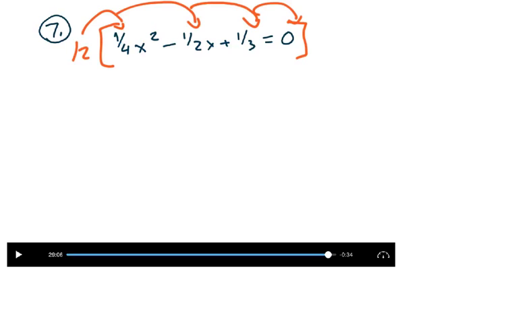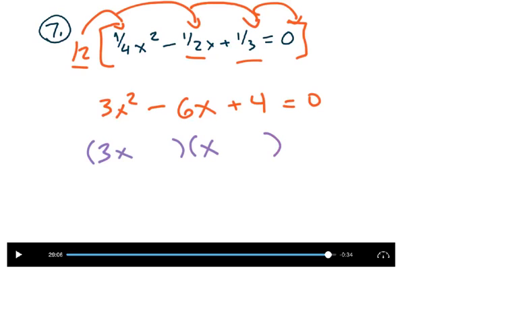So 12 divided by 4 is 3. So we have 3x squared. 12 divided by 2 is 6. So minus 6x. And 12 divided by 3 is 4. And this equals 0. And so now, I'm going to always try to factor first. I do believe that factoring is the best method, if you can get away with it.